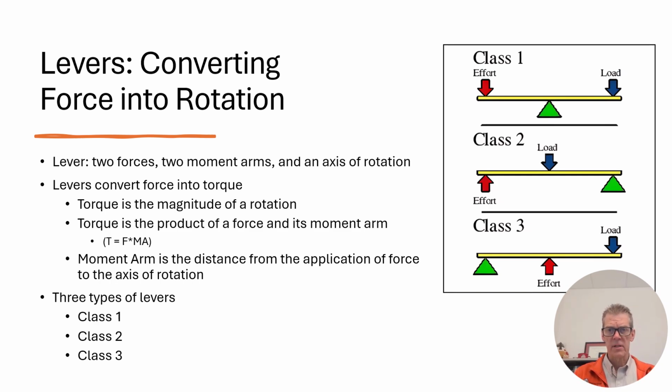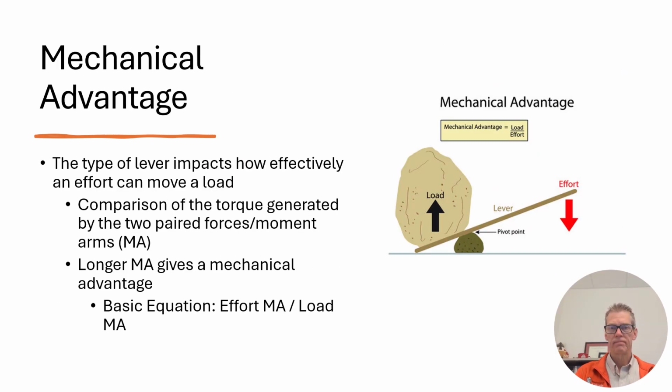A moment arm is the distance between the axis of rotation, on top of the fulcrum here, and the applied load. So there are two moment arms on each of these levers. And we have three different types of levers, class 1, class 2, class 3, that we will talk about.